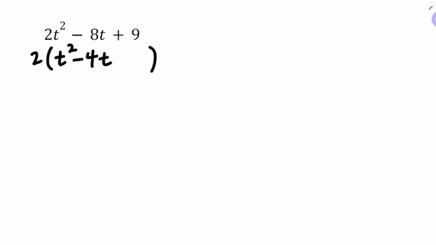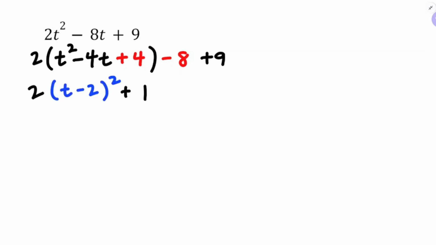But I just need to be careful that I'm not adding anything but 0 to this expression. So what would I add on the inside of the parentheses to make that a perfect square? T squared minus 4t, negative 4 divided by 2 is negative 2, square that, that's adding 4. But if you just look at this, you can see that I've not just added 4, but 2 times 4, so I need to subtract 8 to be fair. Like if I was to distribute the 2 back over all that stuff, I need to have plus 8 minus 8, and then plus 9 over there. So I would have 2 times t minus 2 squared plus 1. That's all I have to say about actual algebra complete square.